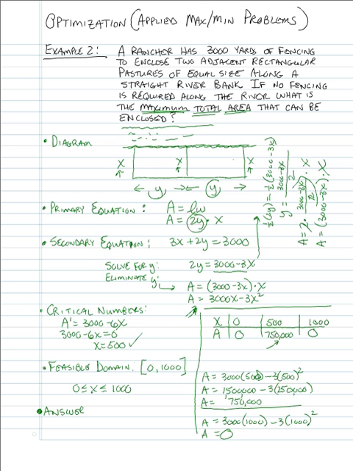the maximum total area possible is 750,000, and the units, because we're talking about area, are square units, and in this case, we're talking about yards, aren't we? So square yards.